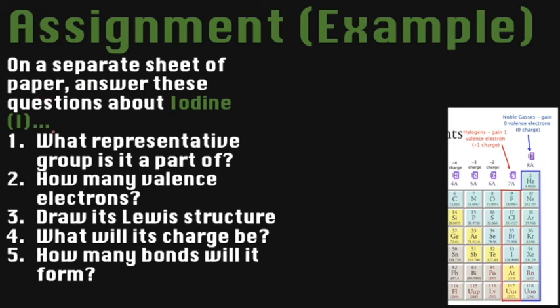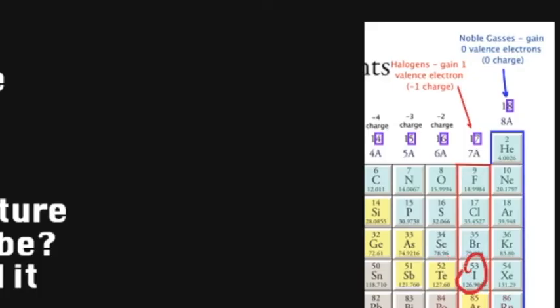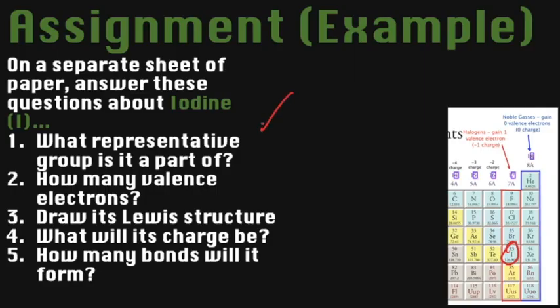Okay, so the first question: what representative group is iodine a part of? Well, let's find iodine. Over on the periodic table, iodine's over here in group 17. And so group 17 is what's known as the halogens. So the answer to this first one is that iodine is a halogen. How many valence electrons does it have? Well, here, iodine is in group 17, so that means it has 7 valence electrons.